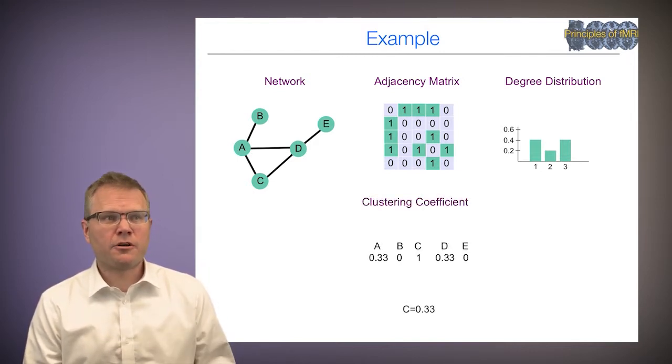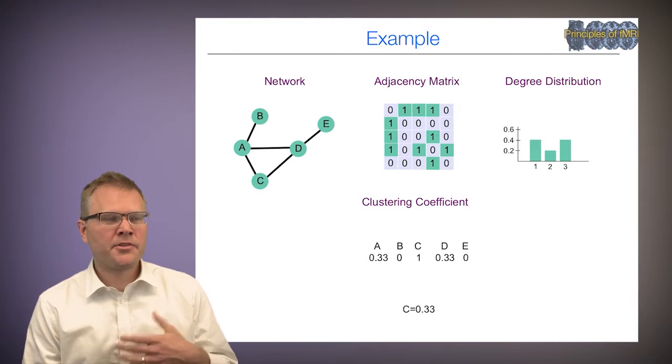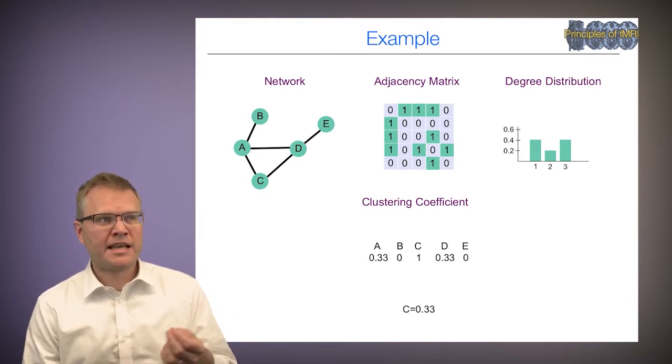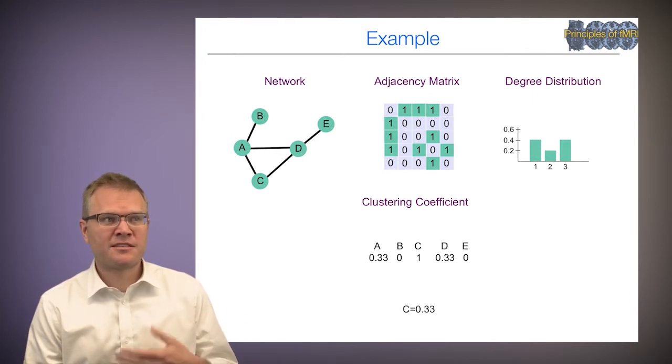If we look at the clustering coefficient, remember, for each node we can calculate it as the number of triangles divided by the total number of possible triangles. So A's contribution to the clustering coefficient is 0.33. There's one triangle, the ADC triangle, but there are 3 possible triangles. One is the ADC triangle, but another would be the ABC triangle, which doesn't exist in this case, or alternatively the ABD triangle, which also doesn't exist. So only 1 out of the possible 3 triangles exists, so A contributes 0.33 there.